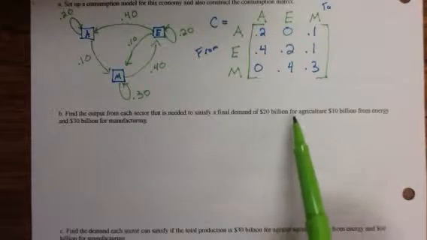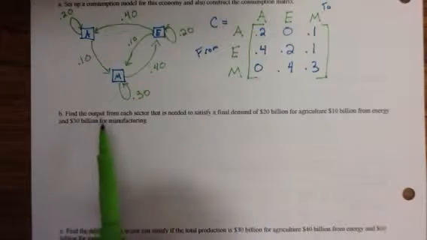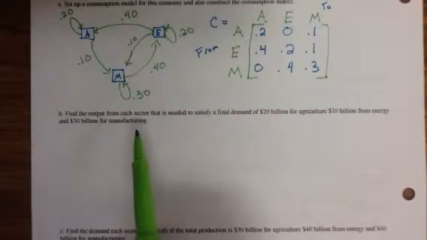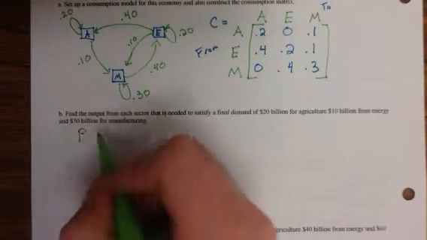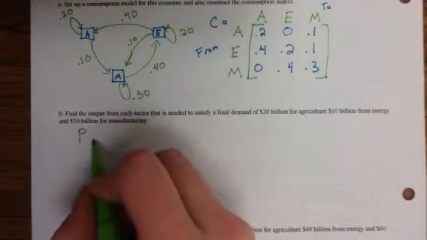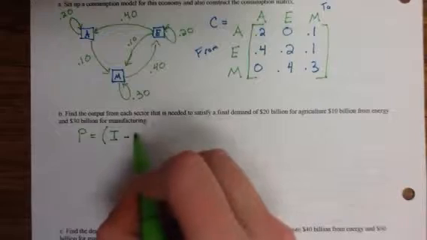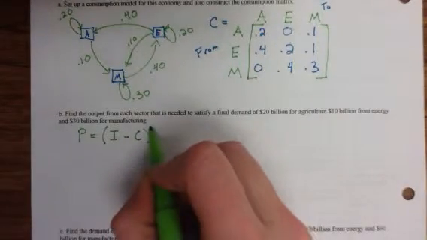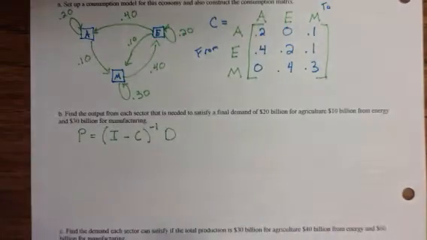Our demand is 20 billion from agriculture and 10 billion from energy and 30 billion from manufacturing. Okay, so since we are solving for our production, we know we're going to be using that equation, same as example 1. P is equal to parentheses the identity minus C, the whole thing to the inverse, well, inverse of the whole thing, times D.